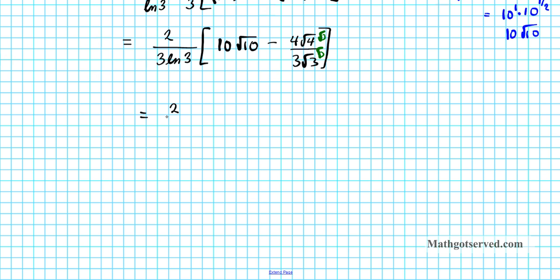2 over 3 times the natural logarithm of 3, times 10 root 10 minus 4 root 4, which is 4 times 2, which is 8. You're going to have 8 root 3, okay? And then the denominator, root 3 times root 3 is 3 times 3 is 9. So there basically goes your final answer, all right? So that's that.